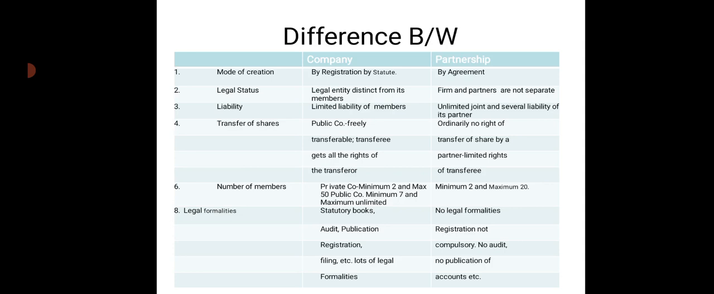So here we have seen the concept of the company. Earlier the concept was that a group of people can start the business. Now one person can also start the business as per the Companies Act 2013. We have seen the essential features of the company, and now the difference between the company and partnership. In the next video we will talk about some important aspects of the company.